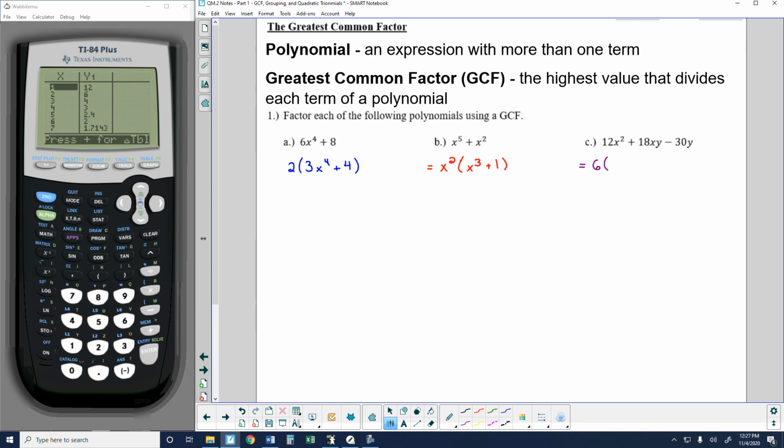So the first term would be 12x squared divided by 6, so just 2x squared. The second term I would be dividing 18 by 6, so positive 3xy. And the third term I would divide a negative 30 by 6, so negative 5y. And so this is how we can use the greatest common factor to factor expressions that's going to allow us later on to help solve. We will always look for a greatest common factor first. Okay, so that one should be very familiar to you.